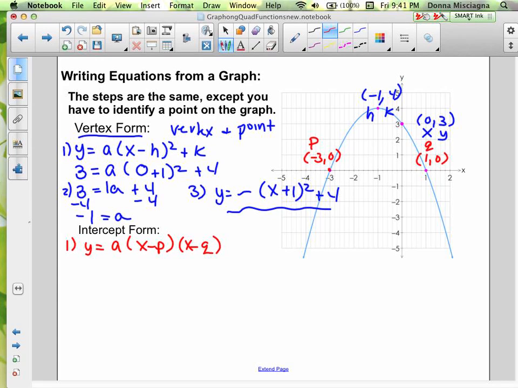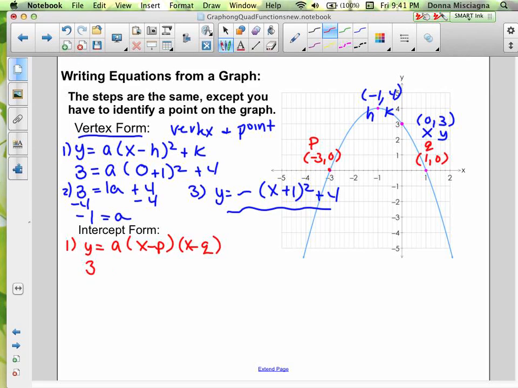By the way, if I wanted to, I can use the vertex, negative 1, 4, as my xy, right? Because now I'm not using the vertex. This is intercept form. Intercept form doesn't use the vertex. But 0, 3, that looks like a really good point. And it's already labeled, so let's just use that one.